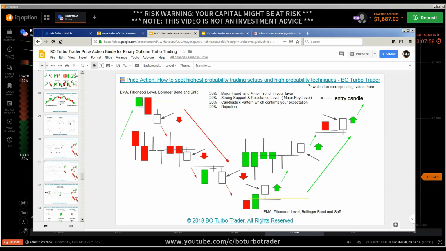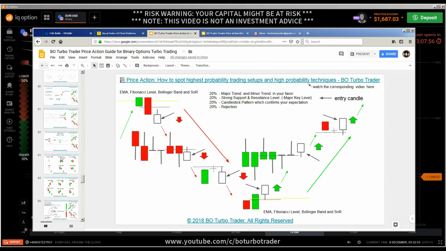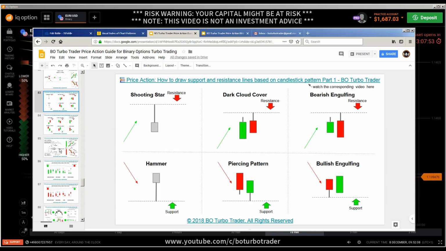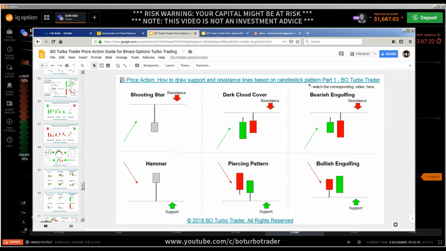About the support and resistance layer, how to draw them based on candlestick patterns, what this means. It doesn't only mean you draw support and resistance. It makes it possible for you to trade nearly each and every candlestick, if you understand what the wick stands for: the upper shadow shows a resistance, the lower shadow shows support. If you understand this, you can apply it to each and every kind of candlestick, and then you understand from which level price will most probably reverse or do a retracement.